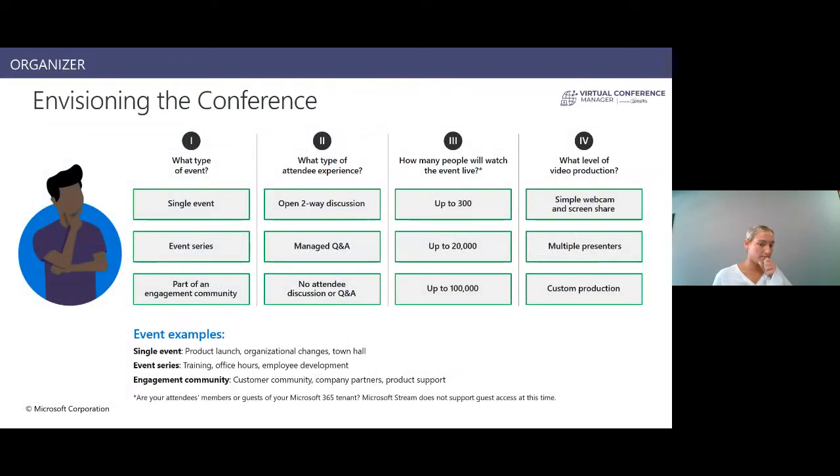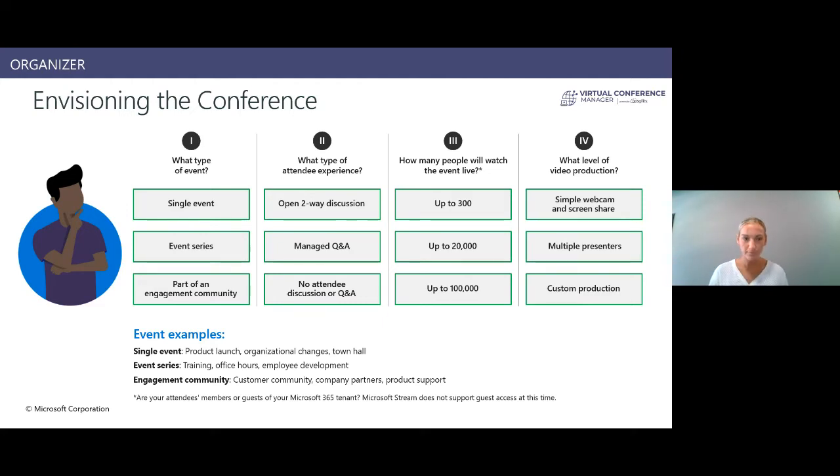Envisioning the conference overall entails a number of things, including the type of event, how you would like your attendees to experience and interact with the presenters, and what level of production is required for that. If you see here on the slide, you want to think of what your event type is. Is it a one-time single event, a series of events, or maybe an online community? This step should be easier to determine at this point, knowing that we went over the event scenarios a few minutes ago.